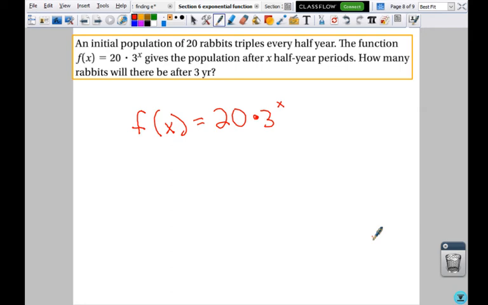Right, 6 months is half a year, right? If you go 6 months and do 6 months, that's 1 year, right? Do you understand that? So there's 2 half-year periods in 1 year. X is half-year periods.